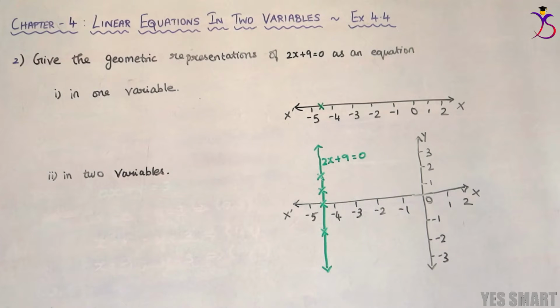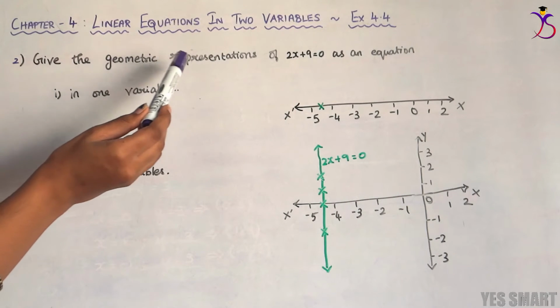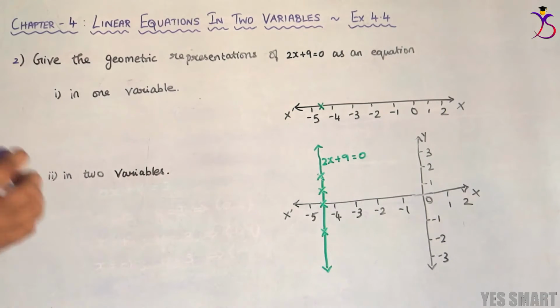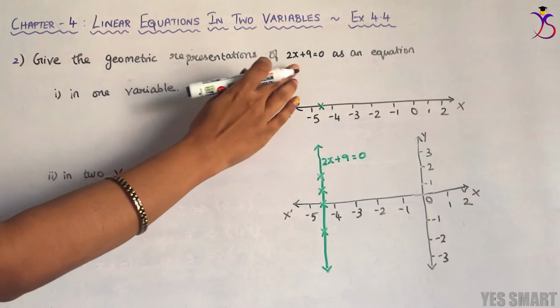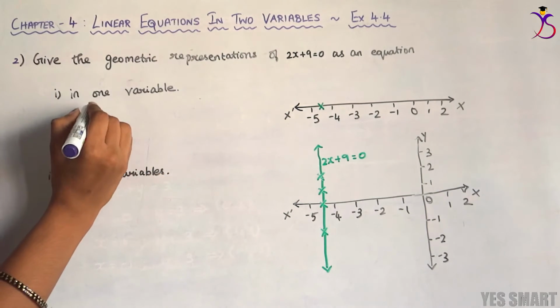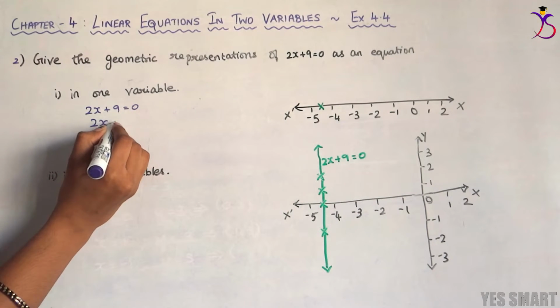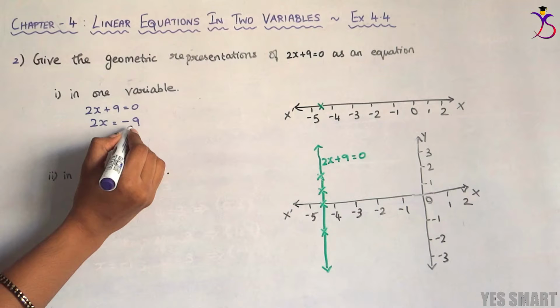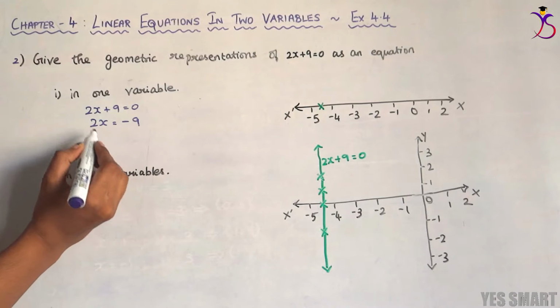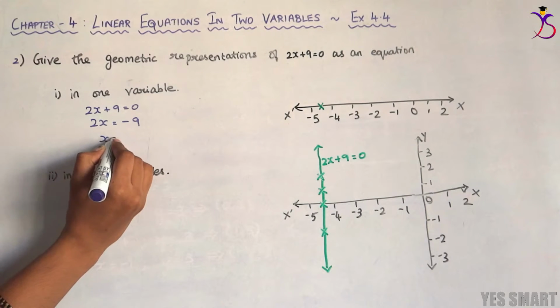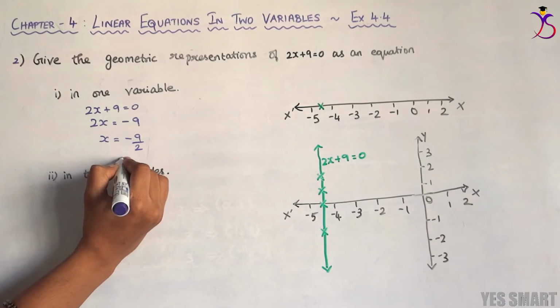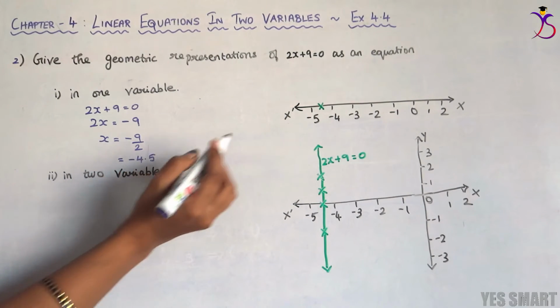Now moving on to the second sum. Give the geometric representation of 2x plus 9 equal to 0 as an equation. In a similar way, we are supposed to represent 2x plus 9 in one variable and in two variables. So let's solve. We have 2x plus 9 equal to 0 as the equation. When this plus 9 is transposed and moved to the right hand side, it becomes minus 9. Therefore 2x is equal to minus 9. Now when this 2 is moved across the equal to sign, it becomes division. Therefore x is equal to minus 9 by 2, which is minus 4.5.